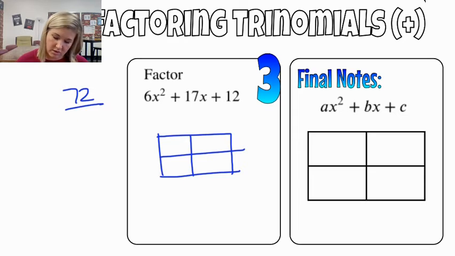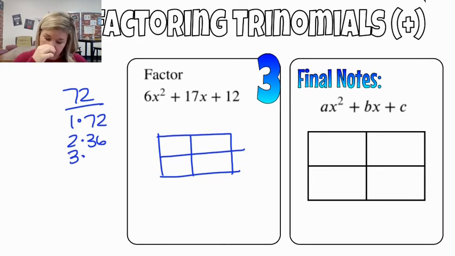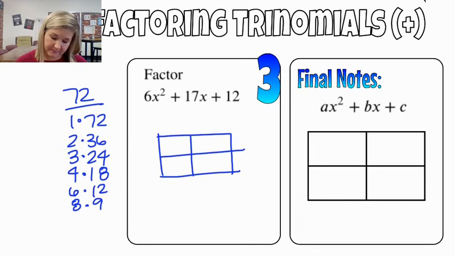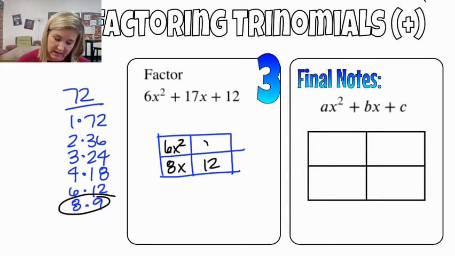So I have 1 times 72, 2 times 36, 3 times 24, 4 times 18, 6 times 12, and 8 times 9. So there are quite a few factors here. It looks like 8 and 9 are going to be my factors. So I'm going to fill in my a, which is 6x squared, and 12, and then 8x and 9x.